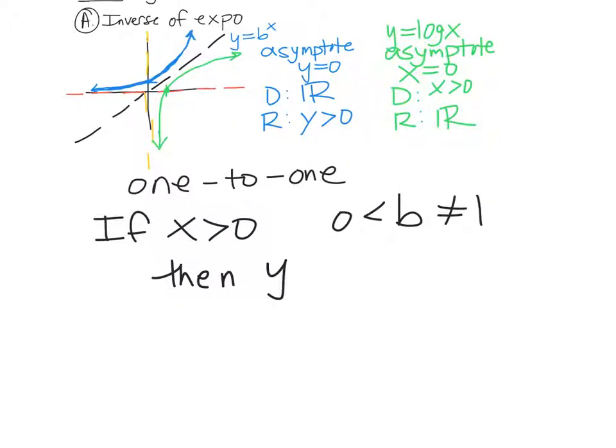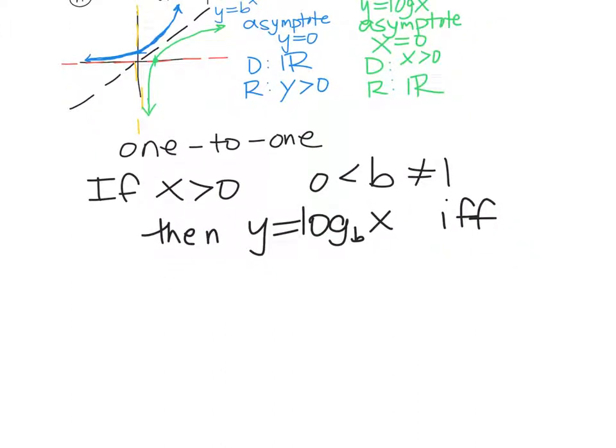y equals log base b of x if and only if. I always abbreviate that with two f's, iff. Now, if and only if statements go both ways. They go that way and they go back this way. An if statement only goes one direction, but this one goes both ways. So if we have y equals log base b of x, if and only if b to the y equals x. So here's the log form written in its exponential form.